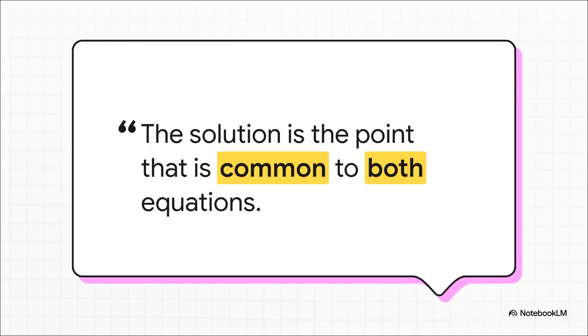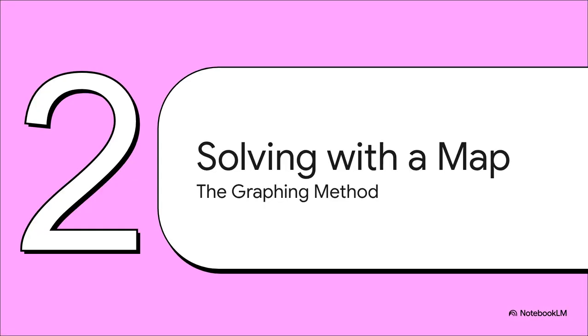I just love this way of putting it. It's so intuitive, right? The solution isn't just some random answer we pull out of thin air. No, it's the specific coordinate, the one spot that is part of both stories. It's the point that lives on both lines at the exact same time. So, how do we find this point?